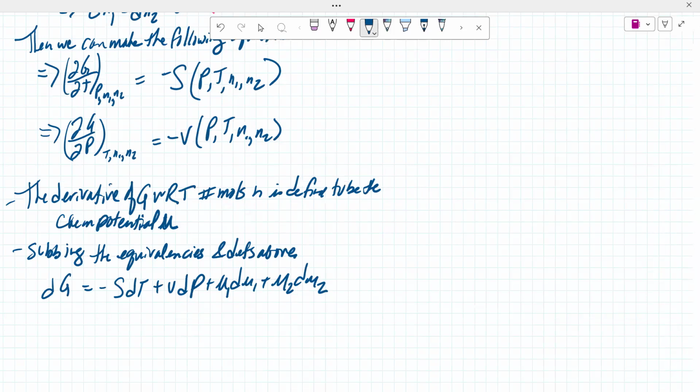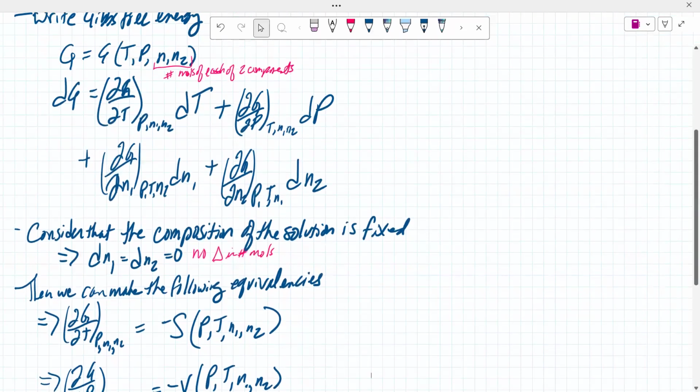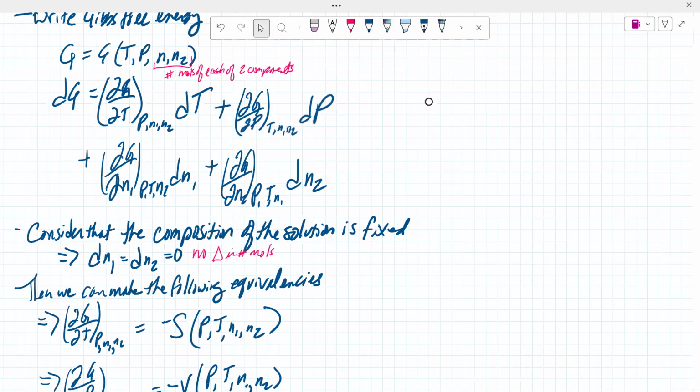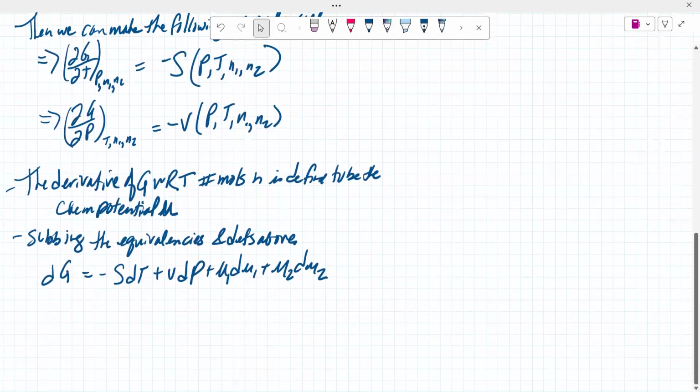Now, we have this equivalency for the change of Gibbs with respect to temperature, which is going to be the entropy with this one dT, right? And this one, for the Gibbs with respect to pressure, is V dP. The reason we have those is because we have the dT and the dP from these parts up here. So that's why we have these equivalencies that we substituted in.